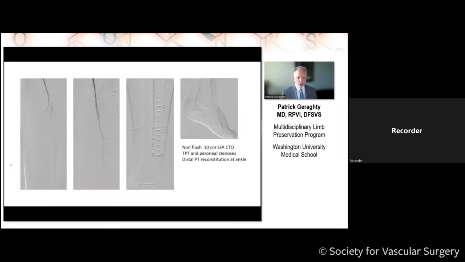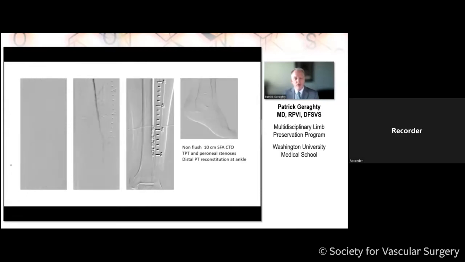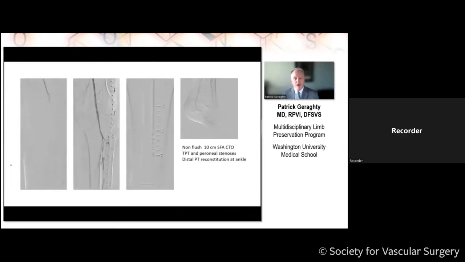I'm now going to play the angiogram, which has been provided for tonight's exercise. As we look at these, we see that the SFA demonstrates a non-flush 10 centimeter chronic total occlusion. There's some minor disease of the popliteal artery. There's a tibioperoneal trunk stenosis, significant stenosis of the proximal peroneal artery, which is somewhat focal in nature, long segment chronic total occlusion of the posterior tibial artery with reconstitution at the ankle as the dominant runoff vessel.